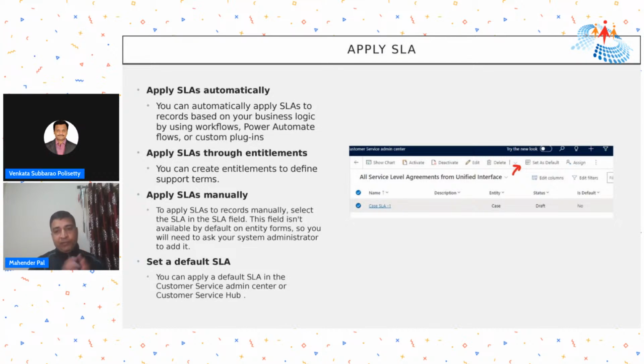Now we have that SLA and we have created SLA items. You need to activate it. That's there, right? But how will that be applicable? So there are different ways to apply that SLA to the set of records.